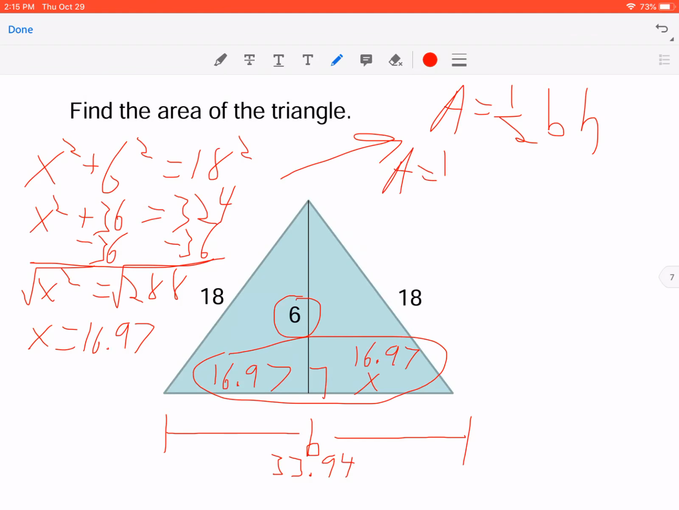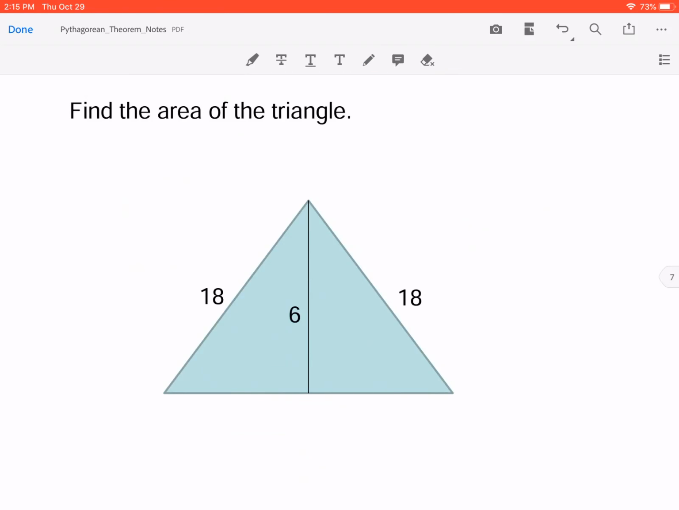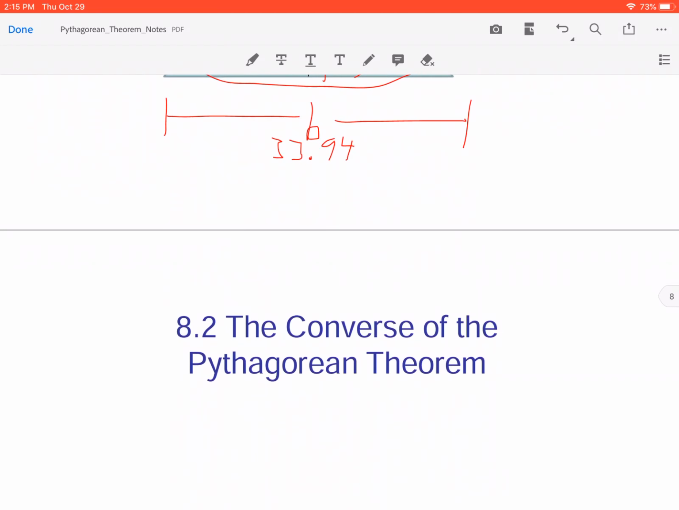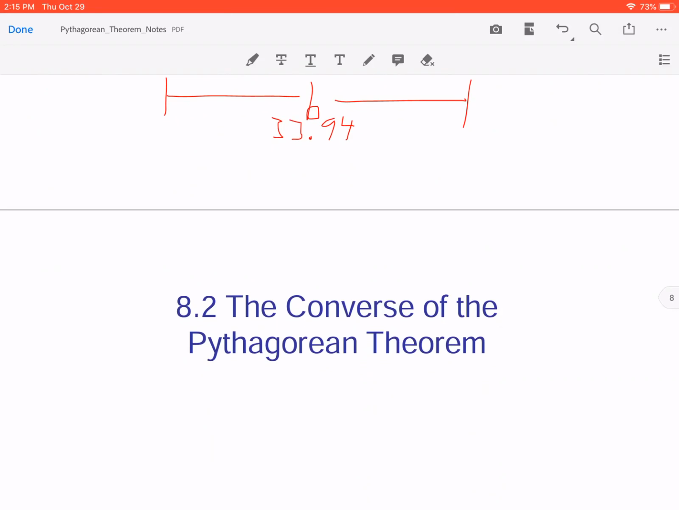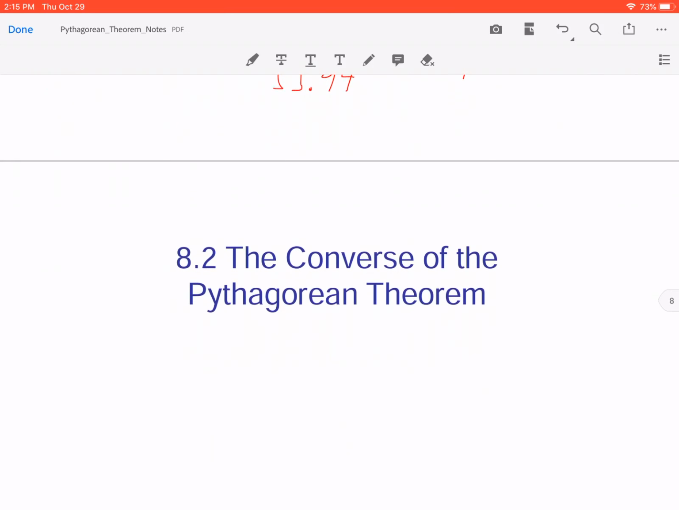Area is 1/2 the base, 33.94, times the height, which was 6. And again, if you multiply that out, it should be 101.82. All right. Now, again, that should have been a review from middle school, combining area and the Pythagorean theorem.